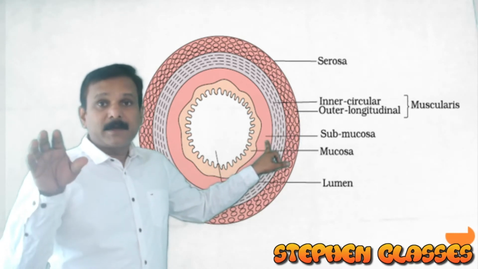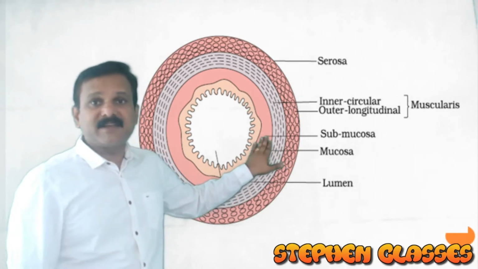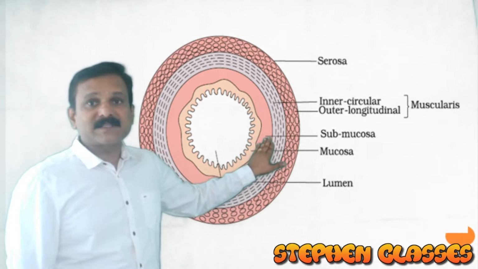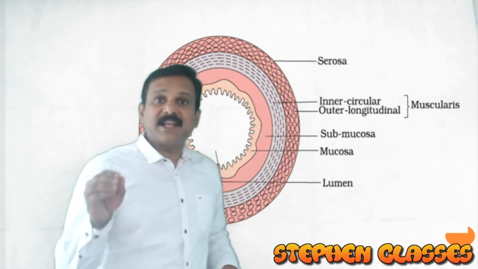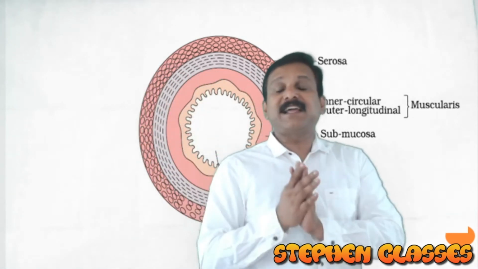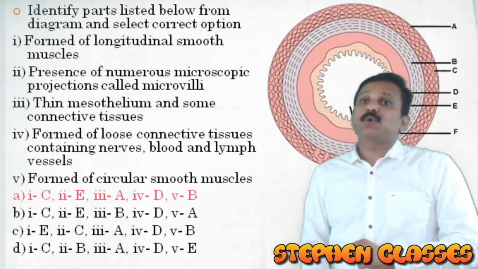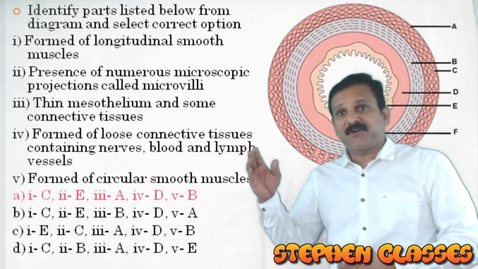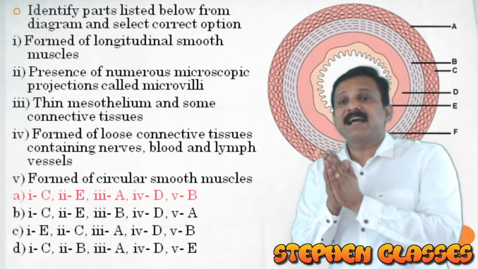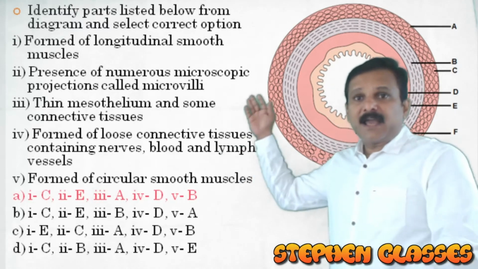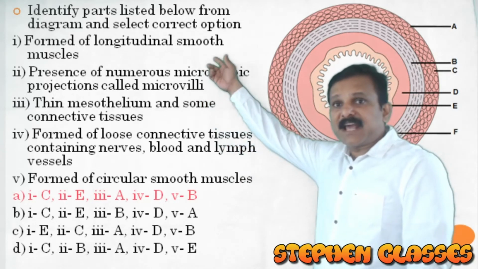Submucosa has connective tissues. It will have the blood vessels, nerves and lymph vessels, everything here in the submucosa. And the mucosa region is variously modified according to the part of the alimentary canal. Sometimes you can see villi, sometimes rugae. In the case of the stomach you can see rugae. In the case of the intestinal region there will be finger-like projections helping absorption, and we call them villi. So here among the statements you can see the explanation of each layer is given.